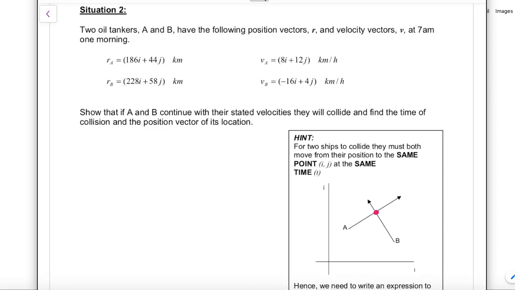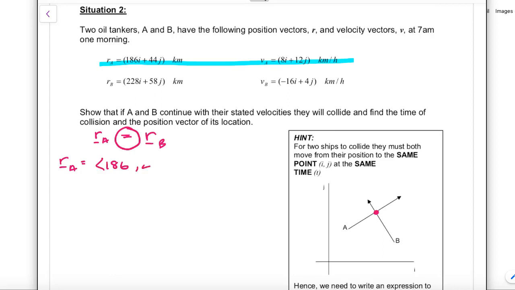It also means that the position of, say, tanker A and the position of tanker B when they collide will in fact be equal. So what we want to do in this case to find if they collide is to find out that can we equate their positions to be equivalent. Let's first define how the movement of tanker A is going to go. So the displacement of A is going to be its initial vector of 186i + 44j, and we're going to add onto that its velocity, and let's use time t in hours. Every hour it's going to move 8i plus 12j.